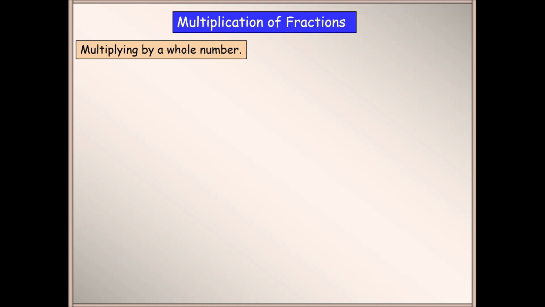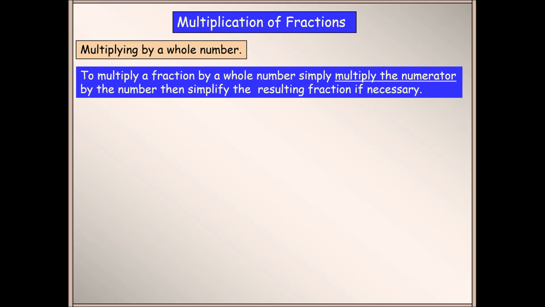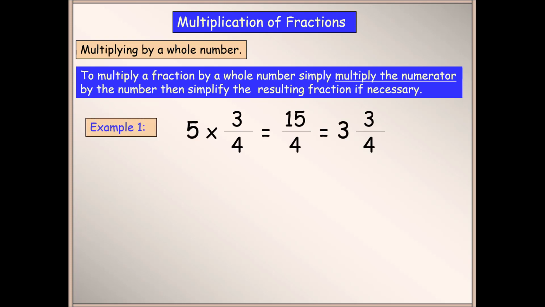Multiplication of fractions. Multiplying by a whole number. To multiply a fraction by a whole number, simply multiply the numerator by the number, then simplify the resulting fraction if necessary. Let's look at this example. So we multiply the numerator by the number, which is 15, and then we simplify the resulting fraction.